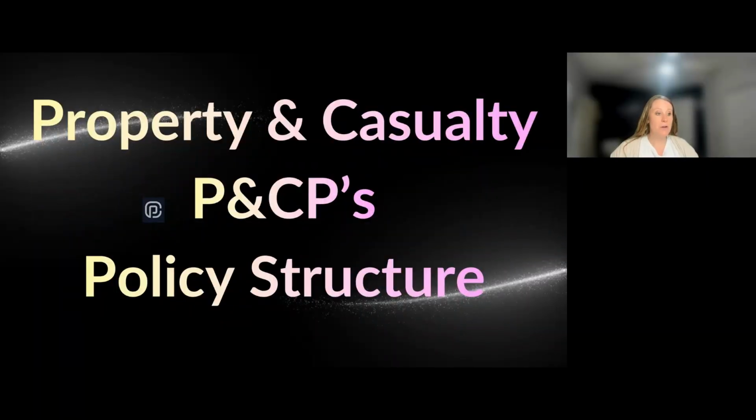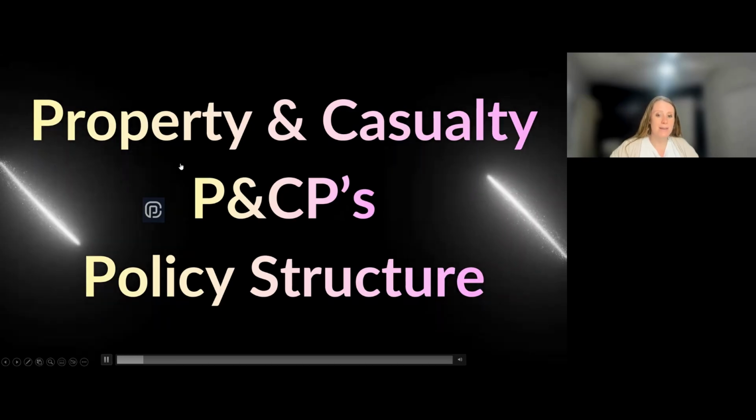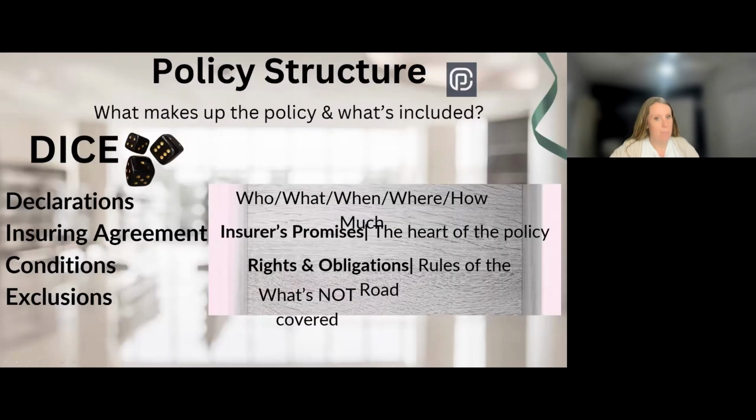So today's lesson is going to be on property and casualty policy structure. If you saw our video this morning, we just did a brief overview of the DICE. What makes up that policy structure, which is your declarations, insuring agreement, conditions, and exclusions. Throughout this video, I'm going to go into way more detail about what falls under each one of these sections.